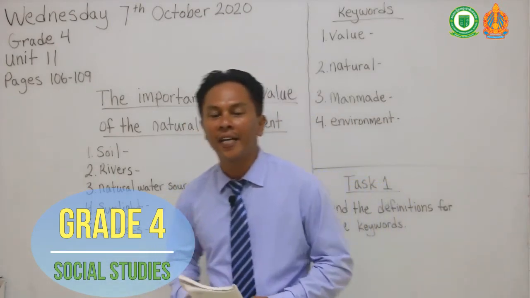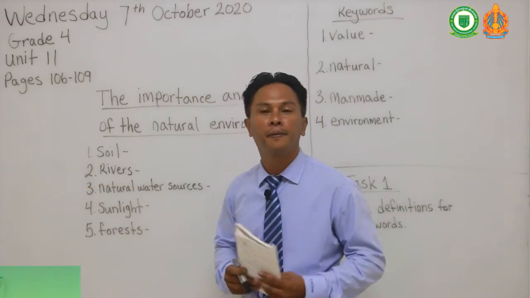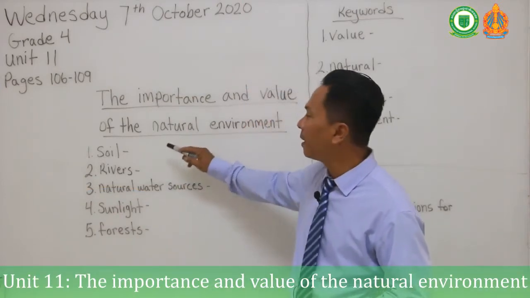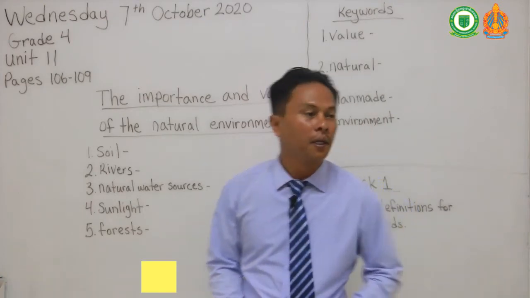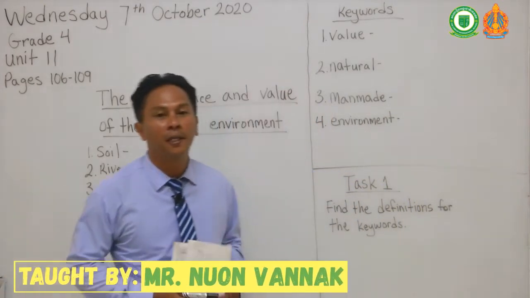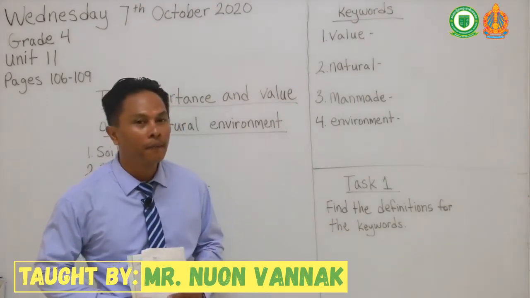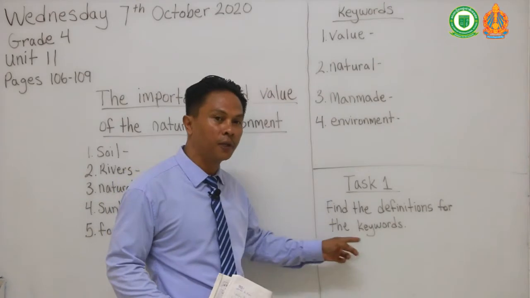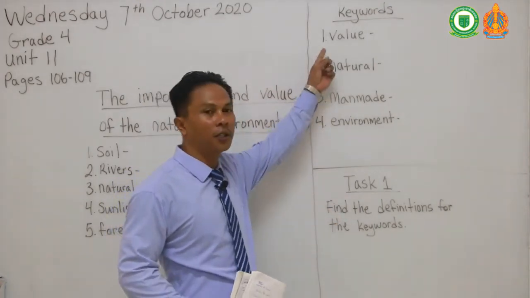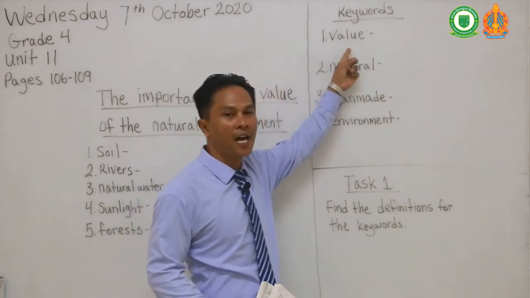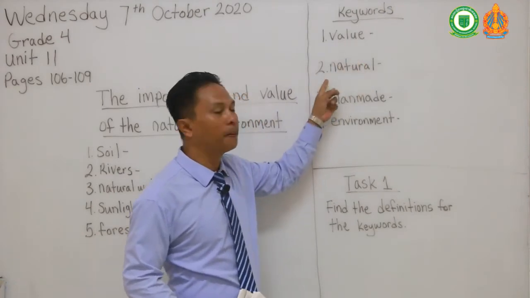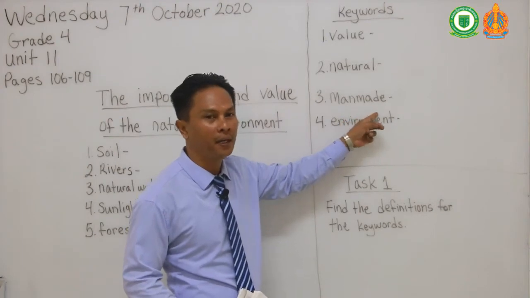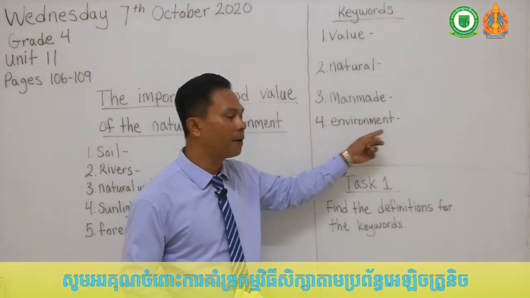Okay, so now that you have a brief understanding of natural environment, we're going to move on to your tasks, okay? Your tasks, I want you to find the definition for the key words. Okay, your key words are up here. Number 1, value. Okay, number 2, natural. Number 3, man-made. And number 4, environment.